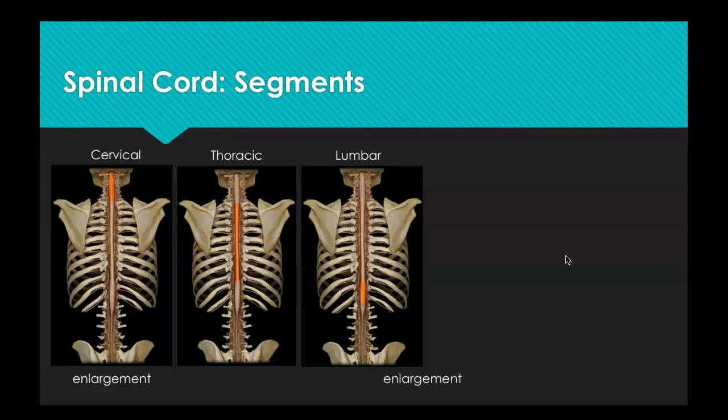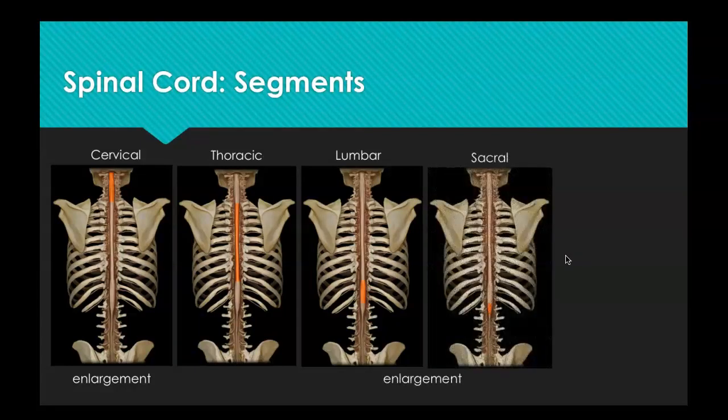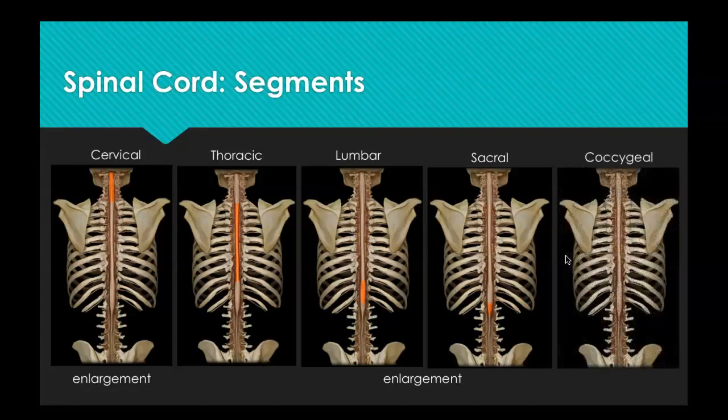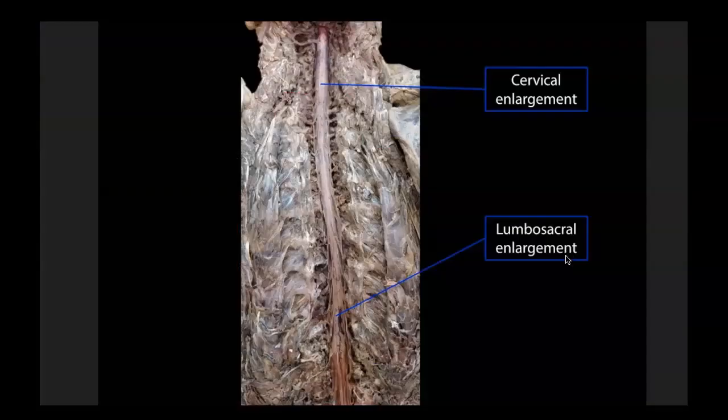And I forgot to mention that we have the sacral region, which is going to be almost at the very tip where we would expect to find the conus medullaris. So together here, the lumbar and sacral segments are the enlargement, the lumbosacral enlargement of the spinal cord. And lastly, we have the coccygeal segment, which is the very inferior portion of the spinal cord.